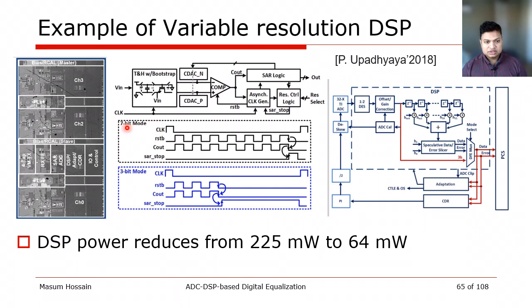When we run in 7-bit mode, we require 7 to 8 cycles, including redundancy, because on each conversion cycle 1 bit is generated. But when we are running at a lower resolution, after 3 cycles we can pause the conversion cycle, and this way we can save significant power. A reduction from 225 milliwatt to 64 milliwatt is significant in most applications.